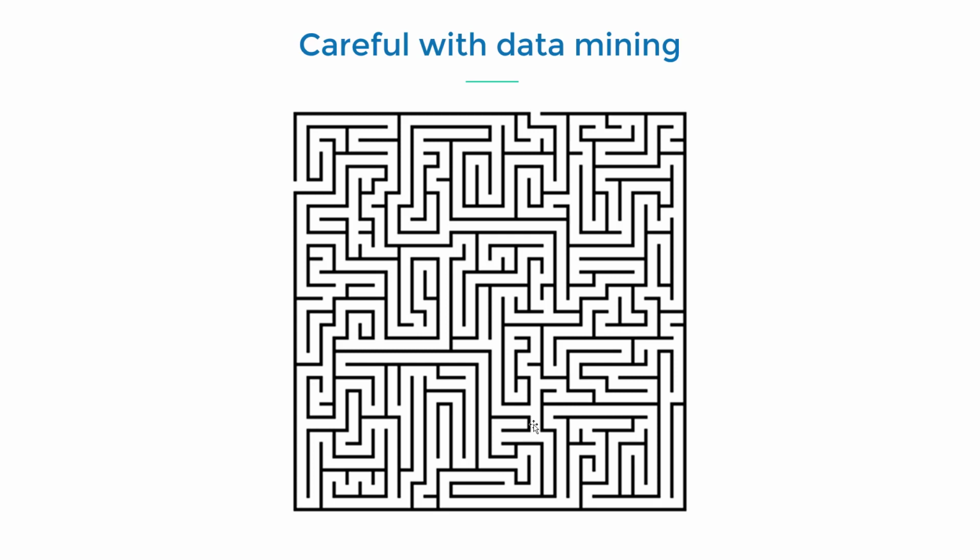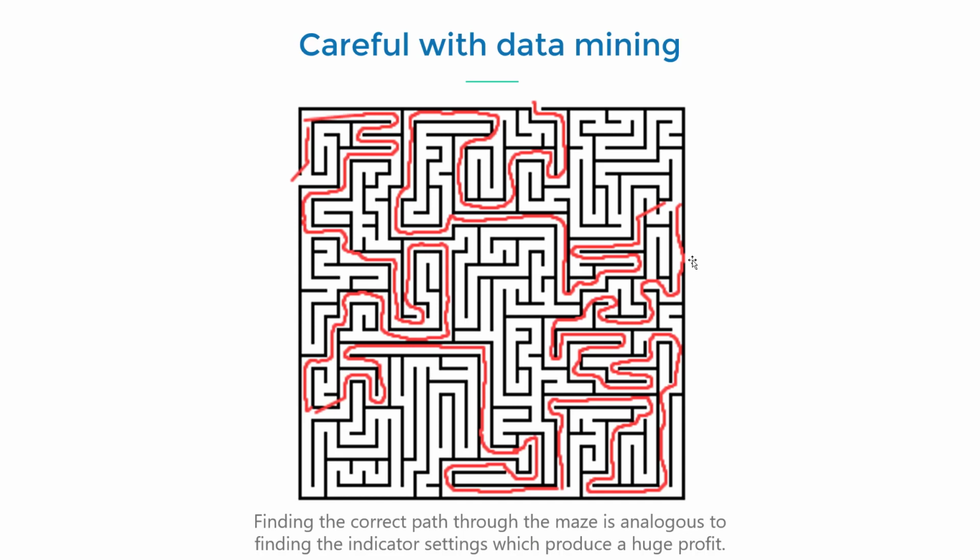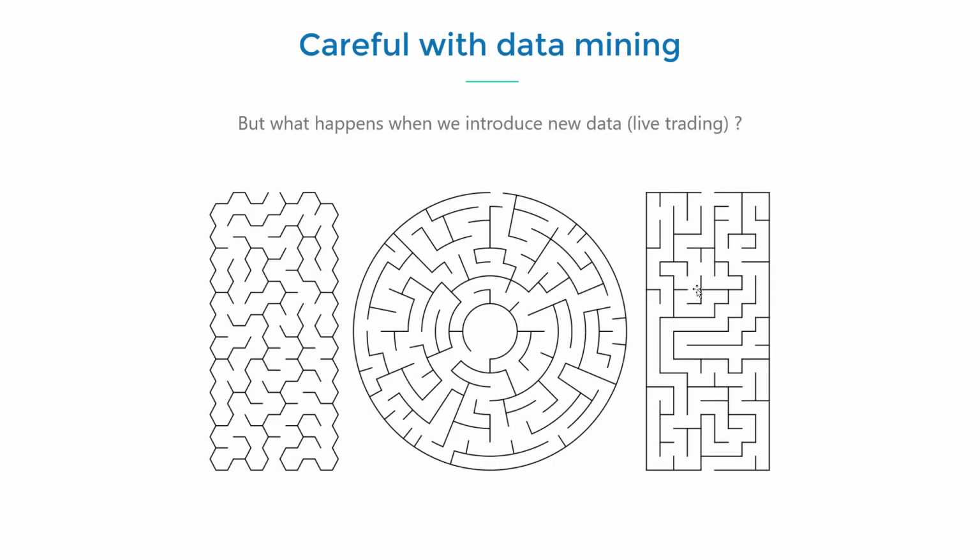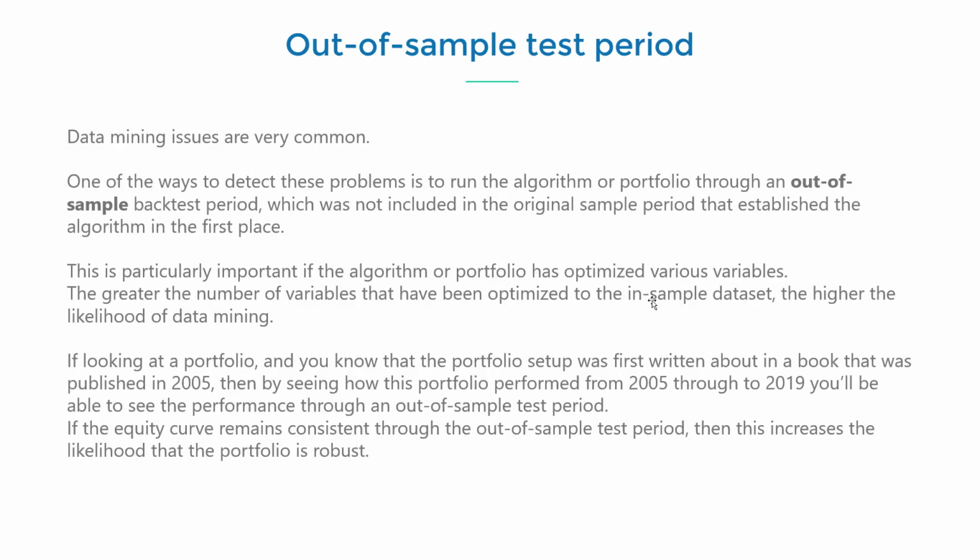I was trying to come up with something visual, but you've got a maze. If you have a computer program that can essentially randomly just go through everything, eventually it's going to find its way through, right? But then this red line is not guaranteed money, because the second that you now introduce new data to it, which is essentially live data that you'd be trading in the markets, if it looks different, then that thing will fall flat on its face. All right, so that was the concept of data mining.